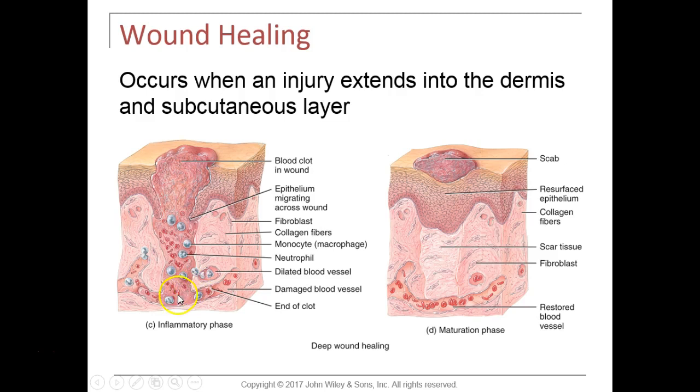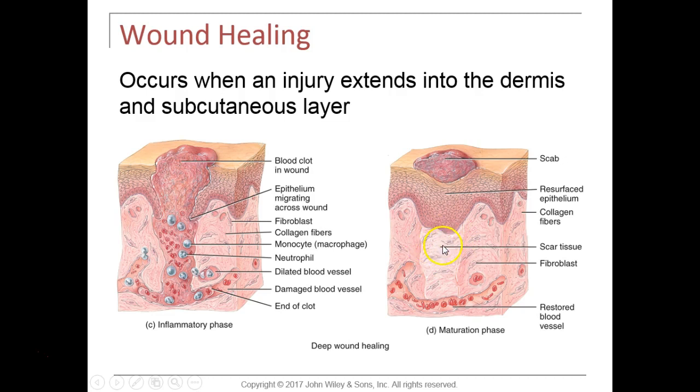So we have vascular regeneration down here, and we start to have fibroblasts lay down collagen fibers in the wound site. When collagen fibers are laid down by the fibroblasts in the wound site, they're laid down in a more regular pattern than the surrounding dense irregular connective tissue collagen fibers. In which case, you see a scar. So when you cut down through your skin into the dermis, you have a possibility of scarring.